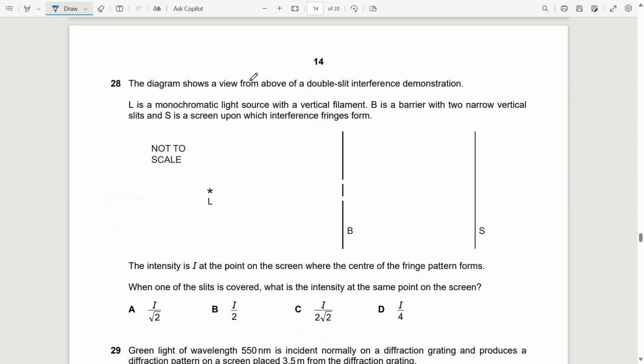Question 28. The diagram shows a view from above of a double slit interference demonstration. L is a monochromatic light source with a vertical filament. B is a barrier with two narrow slits. S is a screen. Intensity is I at the point where the center of the fringe pattern forms. So when one of the slits is covered, what is the intensity at the same point? Now see, when one of the slits is covered, the amplitude will be halved, because we only receive light from the other slit. Intensity is proportional to amplitude square. So if amplitude is halved, intensity will be 1/4, that is I by 4.